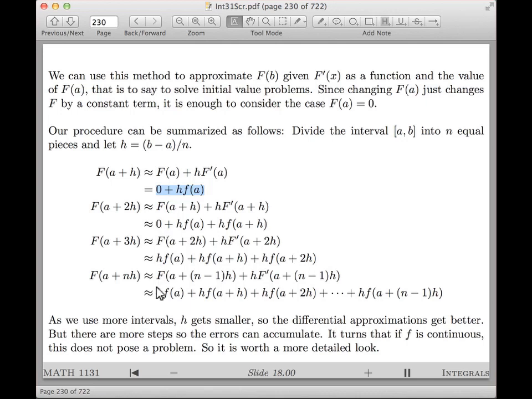0 in the beginning can be left out. So we get our approximation for f of b: h times f of a plus h times f of a plus h, all the way to the end. Now as I make n larger, h will get smaller. So at each step, the error will be smaller, but I have more steps. So these two work in opposite ways. And the question is, will the total error get smaller, larger, or bounce around?